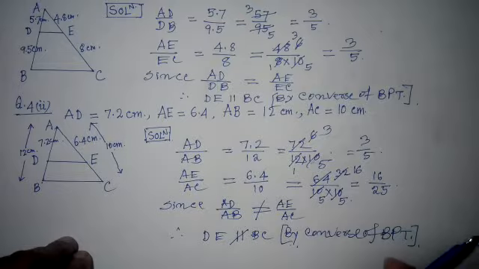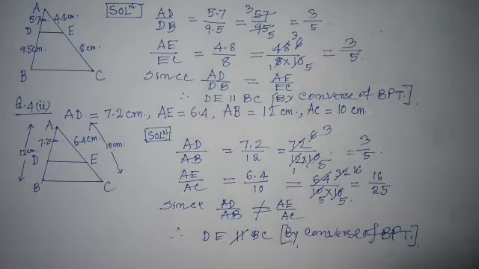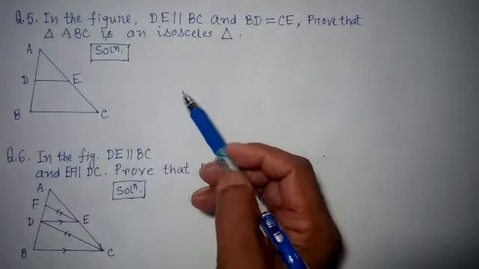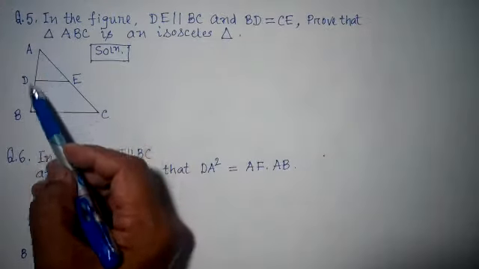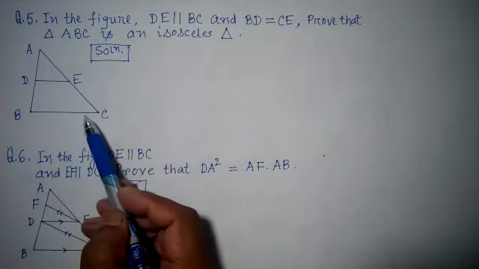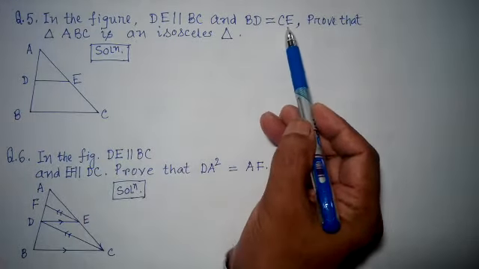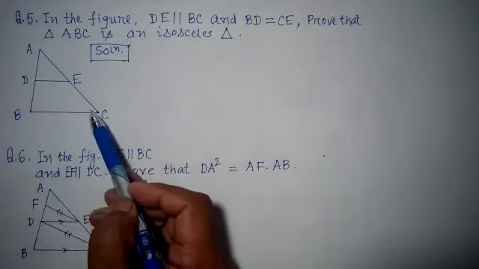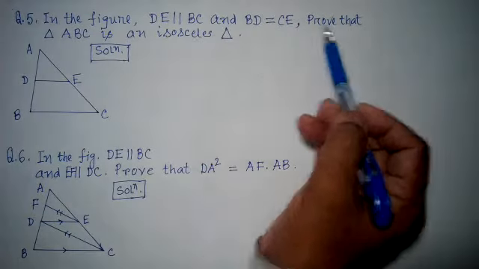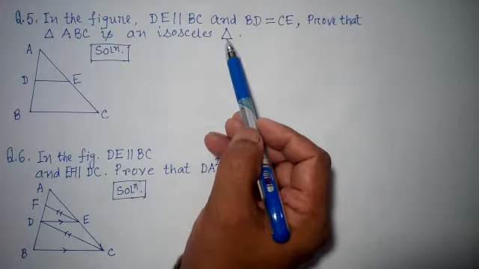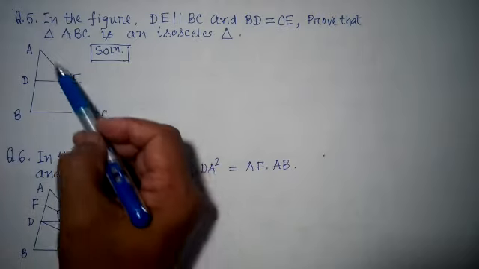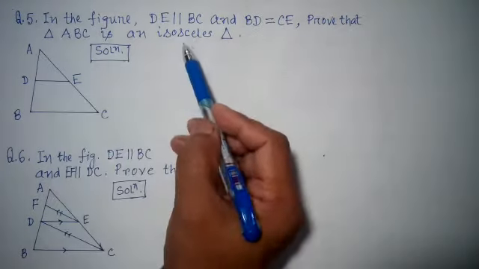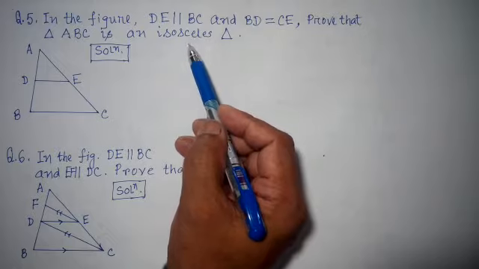So let us proceed to question number 5 now. In number 5, in the figure ABC, DE parallel to BC and BD equals CE, this is given. Prove that triangle ABC is an isosceles triangle. Isosceles triangle means two sides of the triangle are equal, that we have to prove.